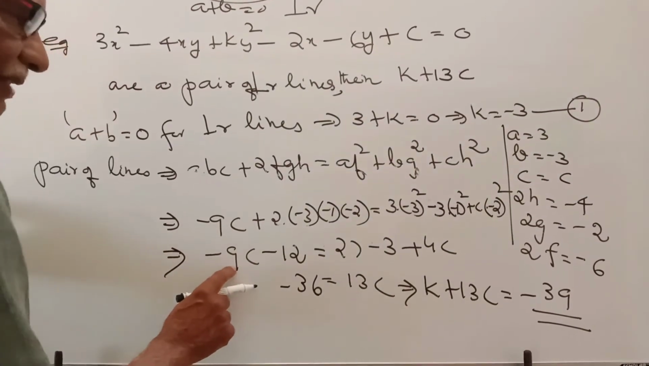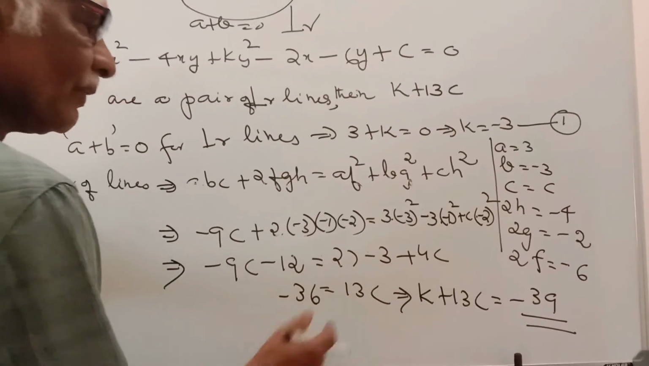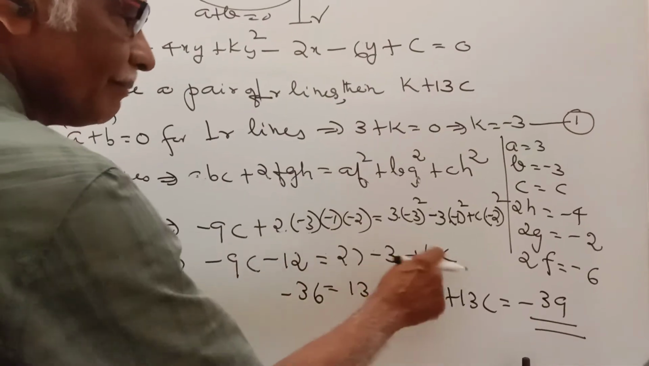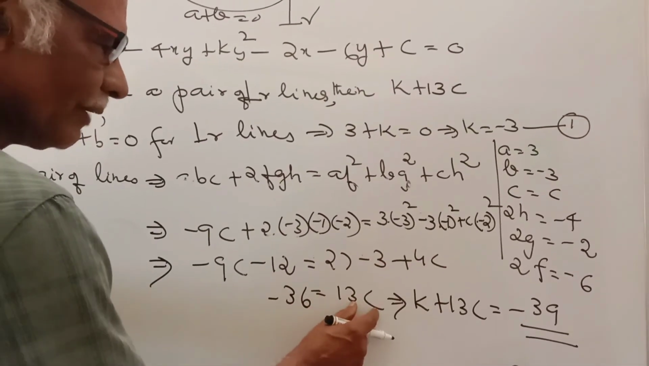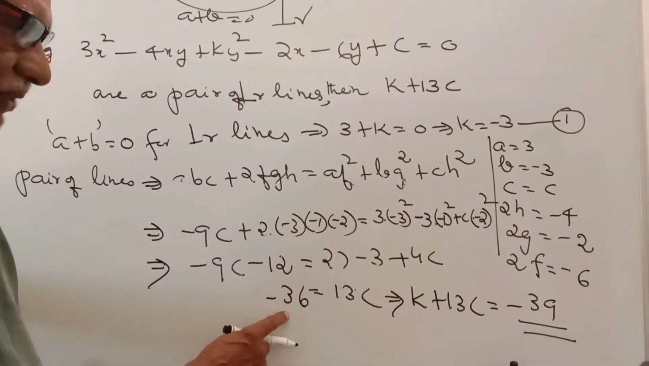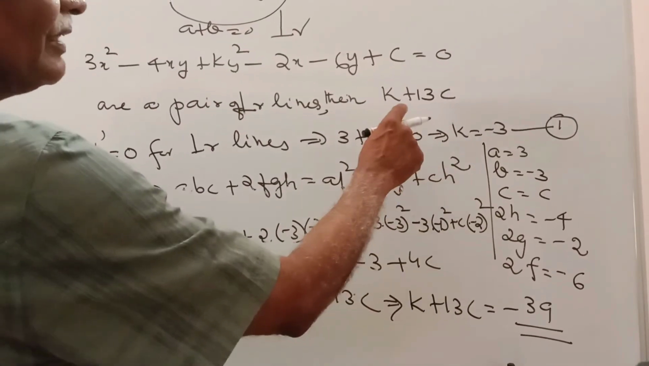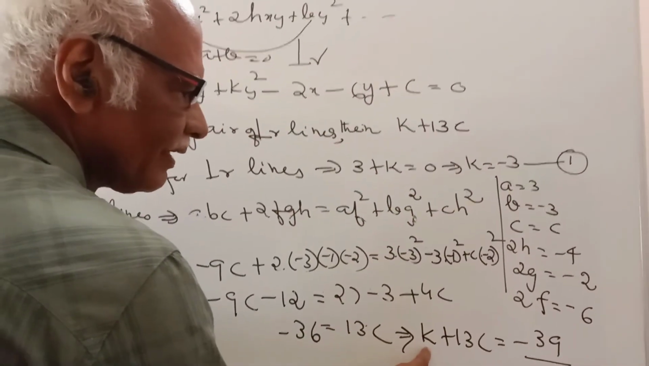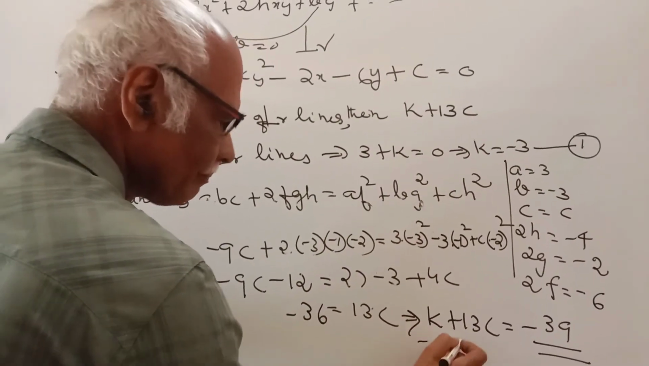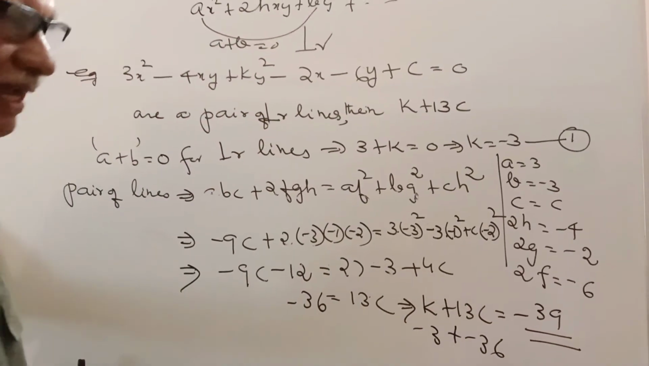Simplify. Minus 9c minus 12 equals 27 minus 3 plus 4c. Bring all those terms to the side. You can see minus 9c on the other side gives you 13c. 27 minus 3 is 24 on this side, with minus 12 is minus 36. So 13c is minus 36. The answer asked is k plus 13c. K value is minus 3 plus minus 36. Final answer is minus 39.